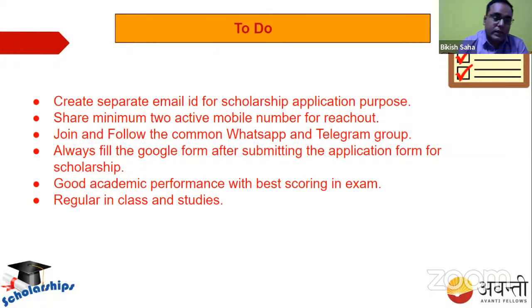So create a separate email ID for scholarship applications. You need to create a separate email ID so that you can apply and use that email ID for your scholarship purpose. Share a minimum of 2 active mobile numbers, so that we can connect with you and help you with this application process.